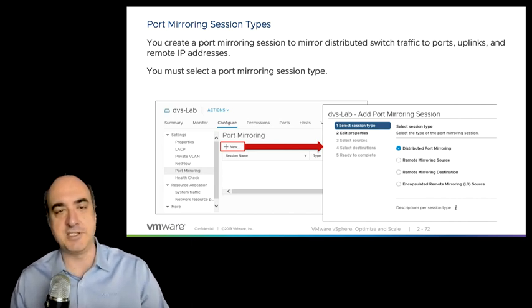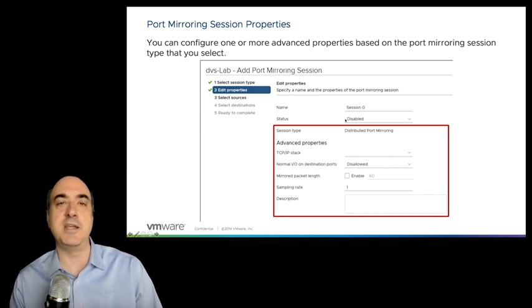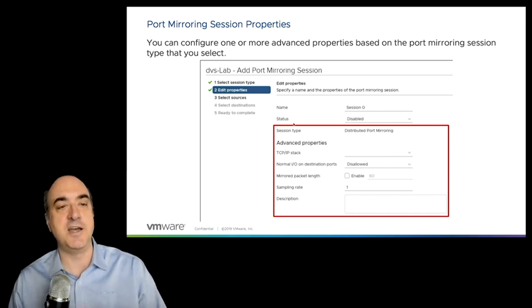But taking a look at the first example here, we're going to create a distributed port mirroring session, which allows you to set what source VM and what destination VM is going to be part of this configuration. Now, the properties page allows you to specify, first of all, whether the port mirroring session is enabled or disabled, which is cool because you can set the configuration up and then only enable it when you need it and disable it when you don't need it.